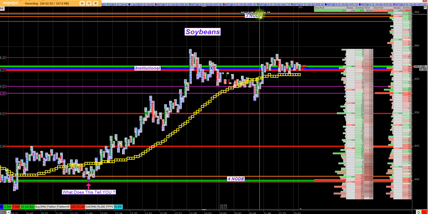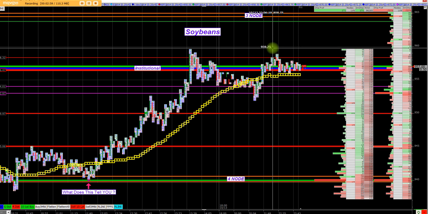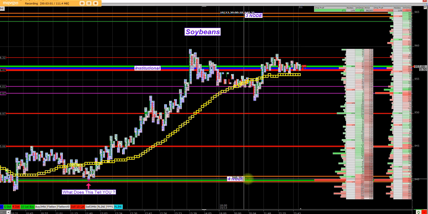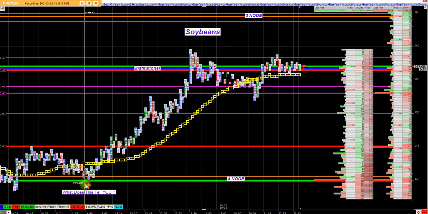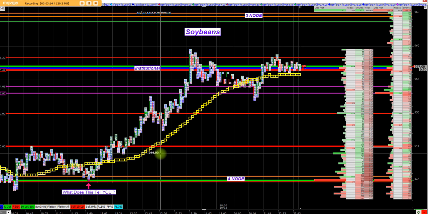Also, we still have this 3-node up here with these 2 orange lines. And we have a 4-node down here that we made today. And these are all the lines in the sand. So, that being the case, that's all I was really talking about with that.